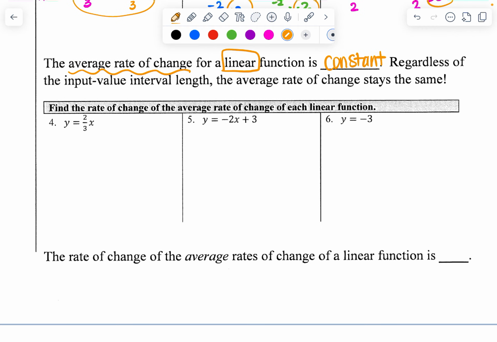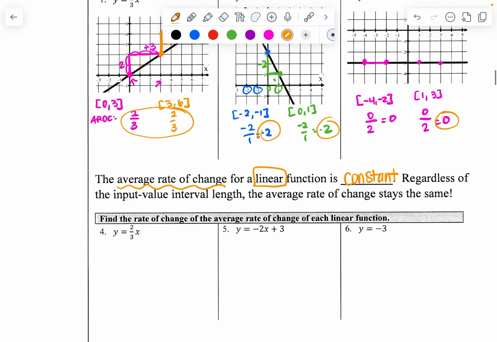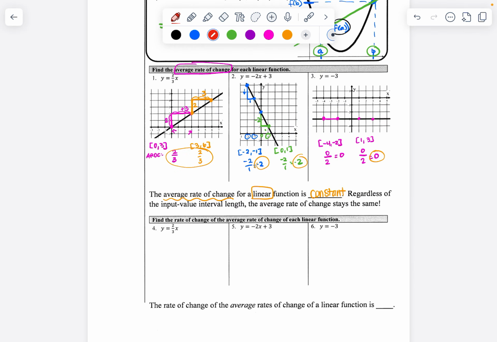So if I look at this here, these numbers are kind of similar to 1, 2, and 3, right? These are the same exact functions. So if I look at number 4, it says find the rate of change of the average rate of change. So let's find the average rate of changes first, okay? For these two intervals, I already found them. I said the first interval from 0 to 3 was 2/3, and the second interval from 3 to 6 was 2/3. Well, what's the rate of change between 2/3 and 2/3?